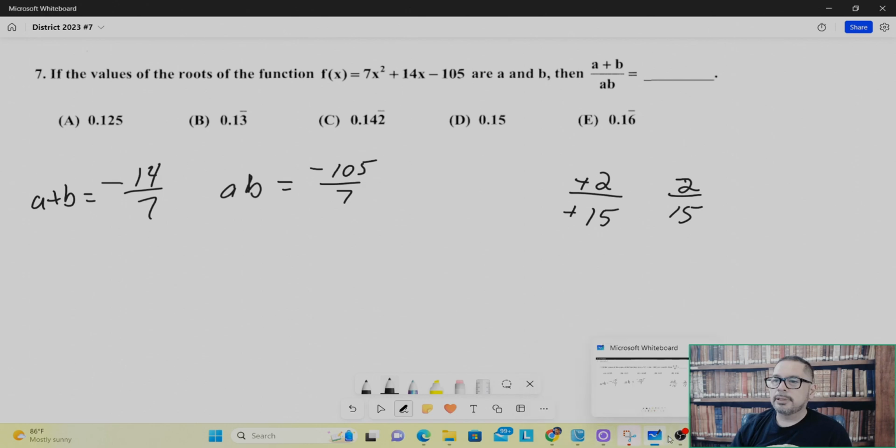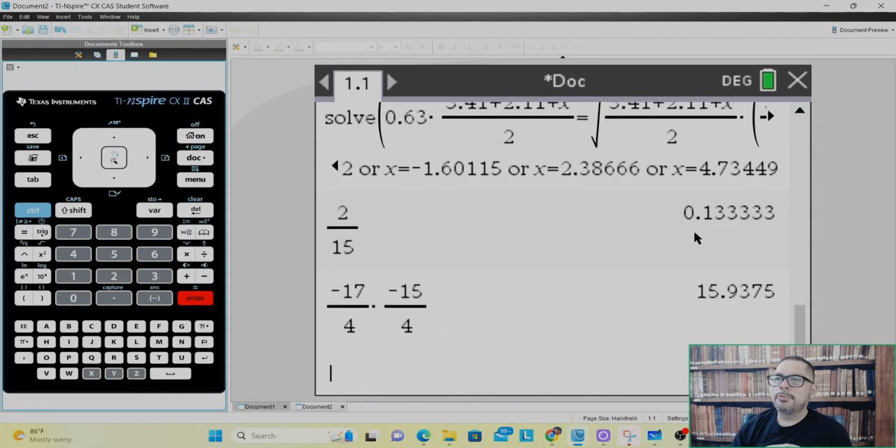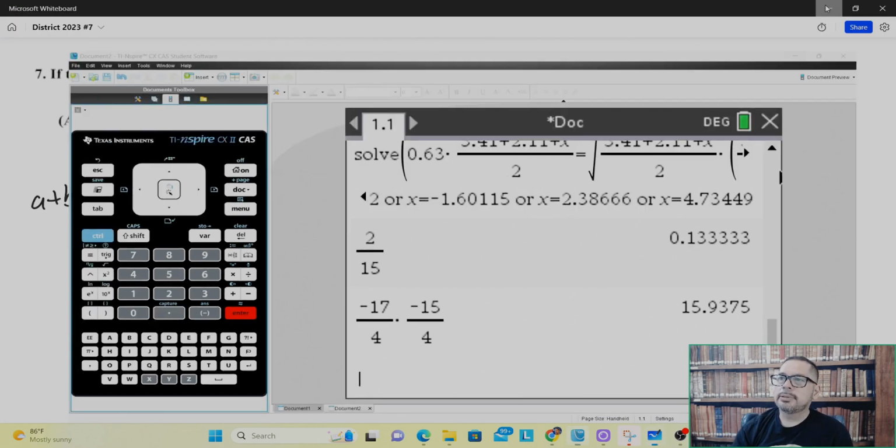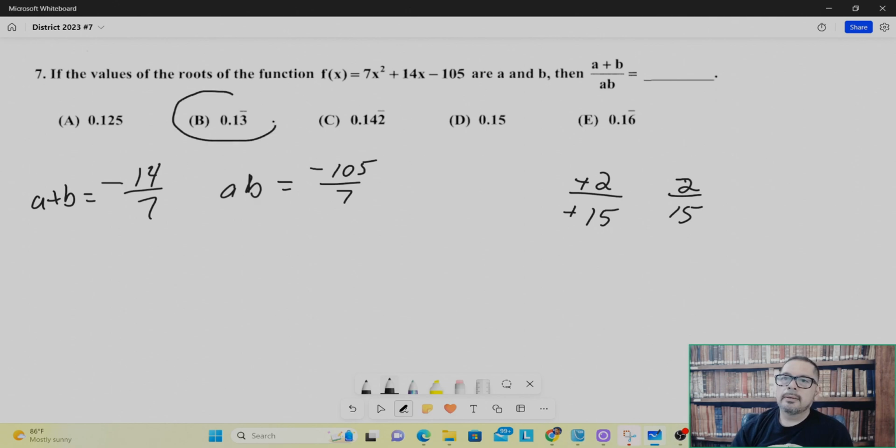Let me see what my TI Inspire says. 2/15, 0.1333 forever. All right, cool. And so your answer is B. Well done. All right, let's go on to the next one.